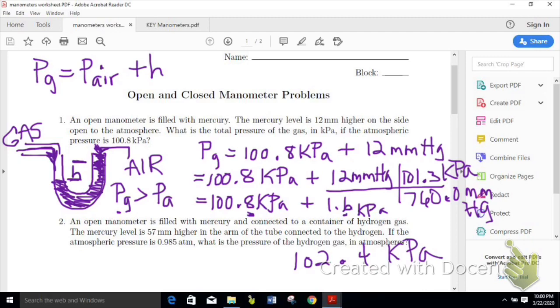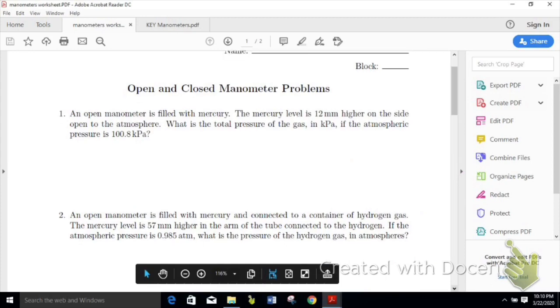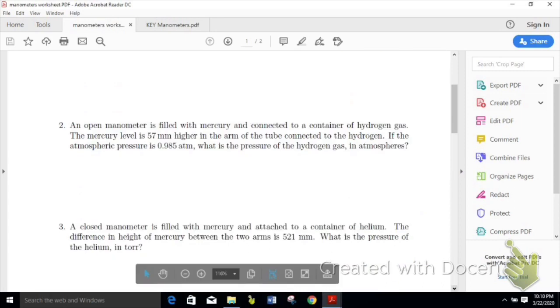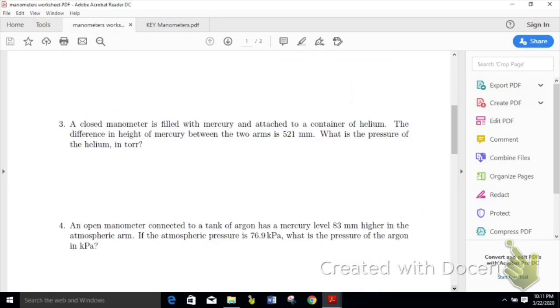Okay, so let's scroll down and find a closed manometer problem. We like those because they're a whole lot easier. It looks like problem 3 here is a closed manometer. A closed manometer is simple because H is our pressure. It's a direct reading. So we like when we see the closed manometer. The pressure of the gas equals H, and in this case, it is 521 millimeters of mercury.